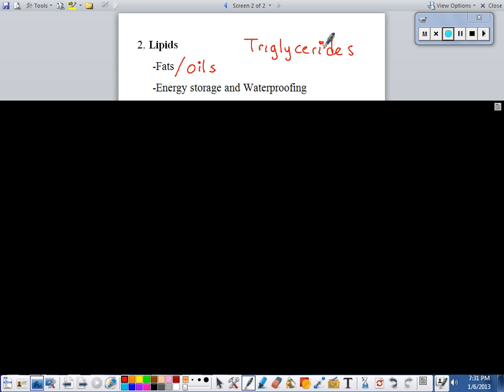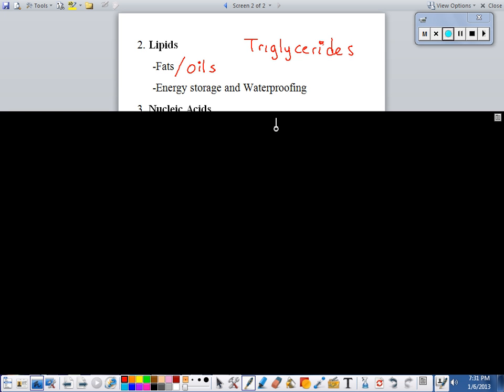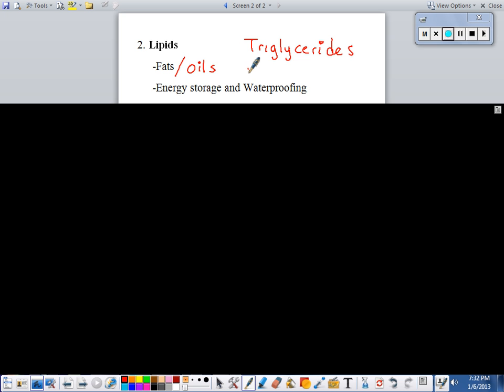A lot of people get them around their midsection. The body stores them in certain places, depending on your genetic makeup. Some people have a harder time with it. We're not going to go into why that is. But energy storage is a huge function of lipids. Also for waterproofing, such as your fingernails and such. But also what these guys do is form membranes. They form the outer structure.